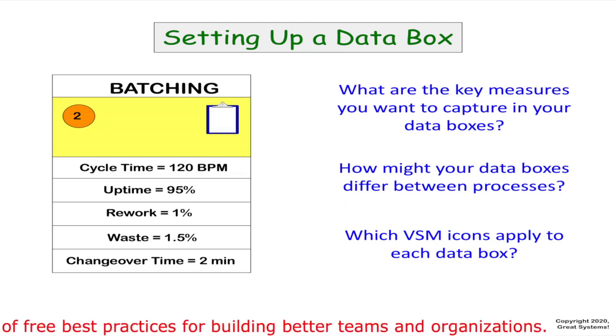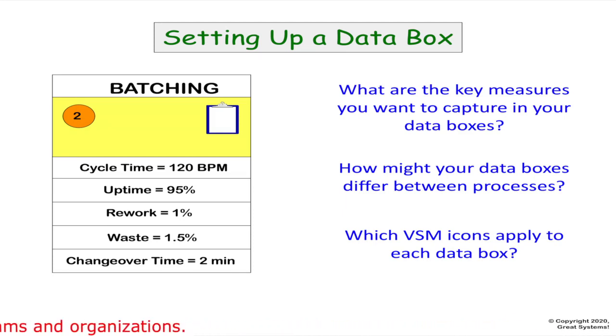Setting up a data box. What are the key data boxes in your value stream? What are the key measures you want to capture in your data boxes? Which value stream mapping icons apply to each data box? In general, there is a data box for each key process. So begin with identifying the value stream and then think about what are the repeatable things I do within that value stream. Now, shown in the example are common contents for data boxes.